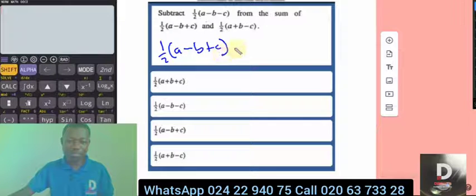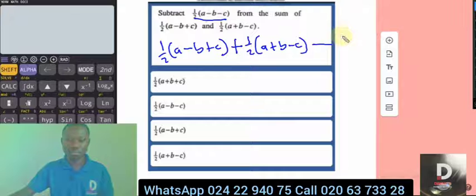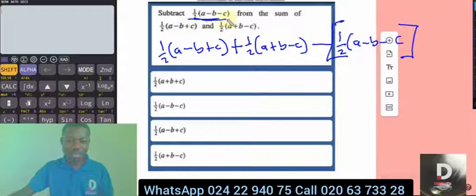I'm summing them. This is the sum symbol. They are separate terms. So half into bracket a plus b minus c. He said we should subtract this one from their sum. So we are subtracting. So minus a bigger bracket, because it's a twin term. This is what I call twin term. So you put a bigger bracket, minus half, because it's also having a bracket, a minus b minus c. So we are subtracting this one from the sum of that.